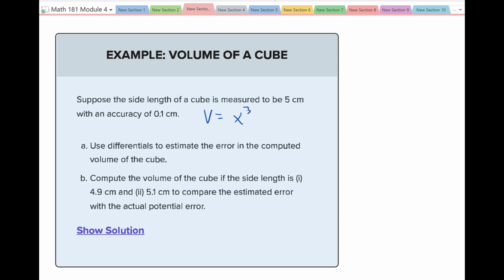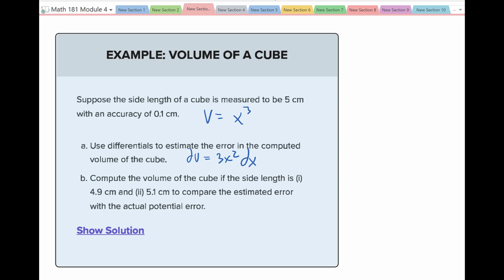So it says use differentials to estimate the error in the computed volume of the cube. So our dV is going to be 3x squared, the derivative of x cubed, dx. So we need to come up with these values. And we'll compute the volume of the cube if the side length is 4.9 and 5.1. Compare the estimated error with our actual potential error.